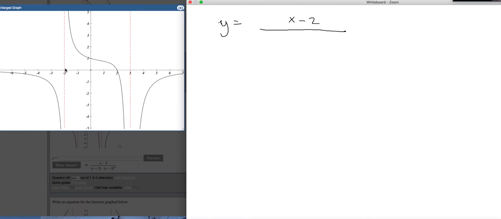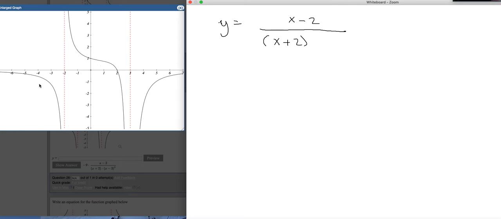For the denominator, that's going to be our vertical asymptotes. So we have a vertical asymptote at -2, so that means we have a factor of x plus 2, because if we put in -2, that's what makes that 0. So factors and zeros are always opposite.